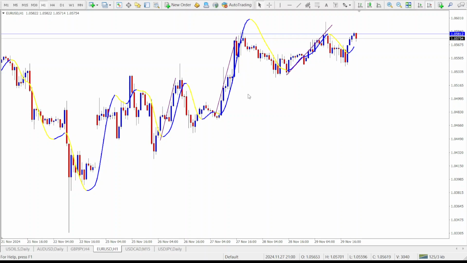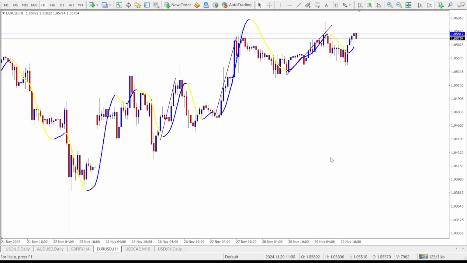To add to that, because the indicator serves as dynamic resistance and support zones, a buy signal is also confirmed when the price moves above the indicator, right? When the price moves above the indicator, it gives a buy signal.